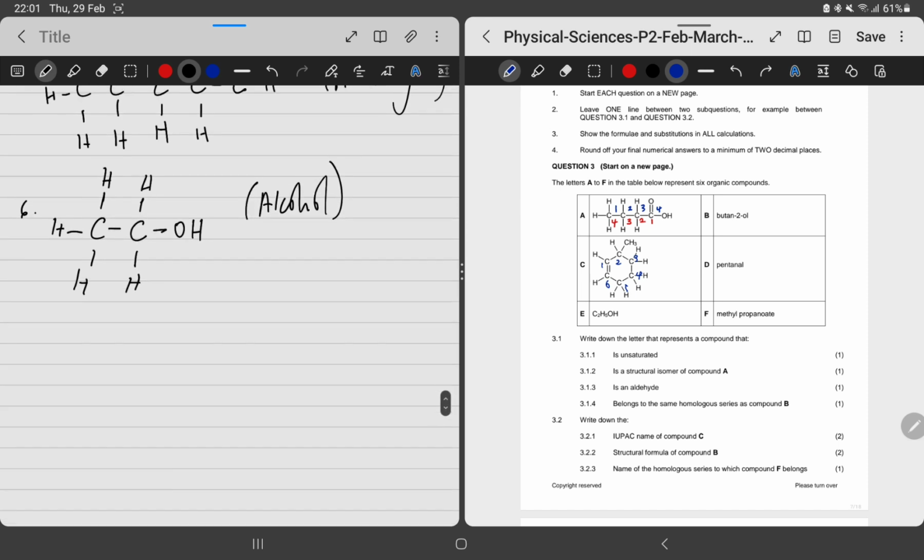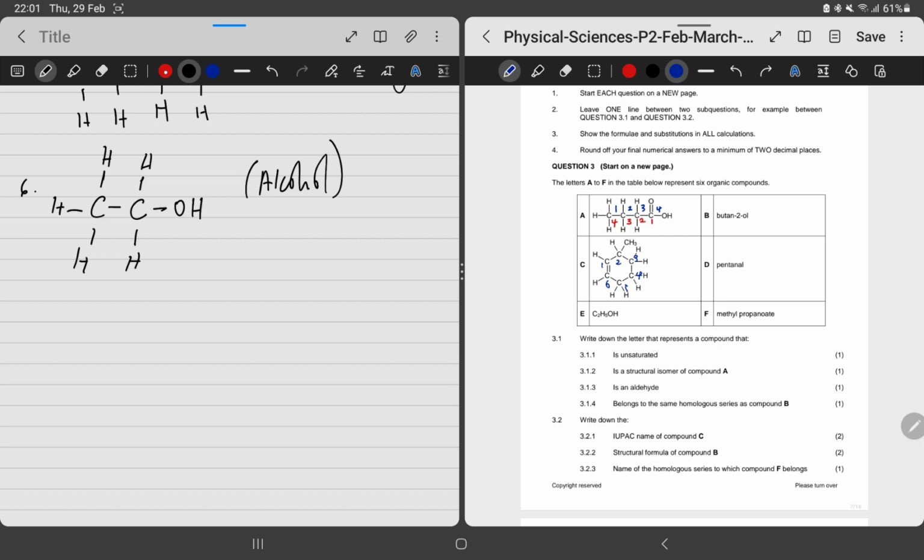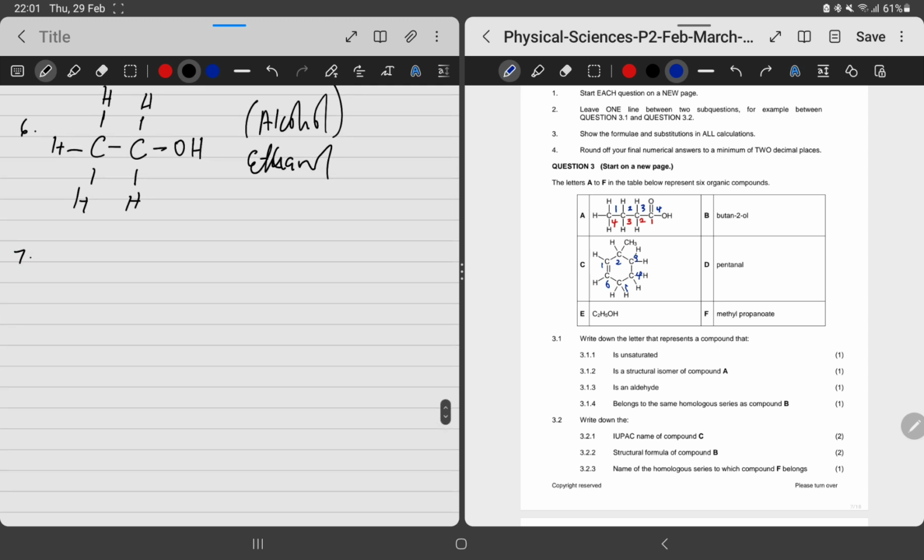Okay, and then we need to name this. So we are going to identify the longest carbon chain. We only have 2 carbons, so that is going to be eth. We don't need to number this because it can only be at carbon number 1. Even if you move this OH to the side, it will still be at number 1. So this is just going to be what? Ethanol. Okay.